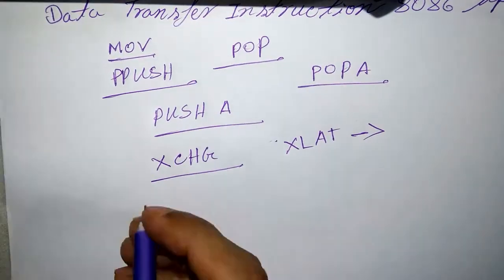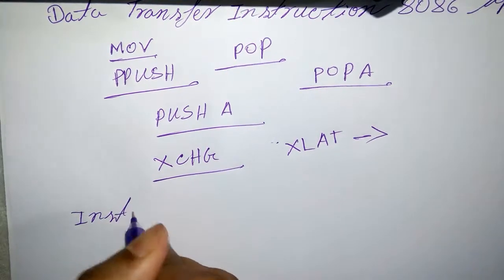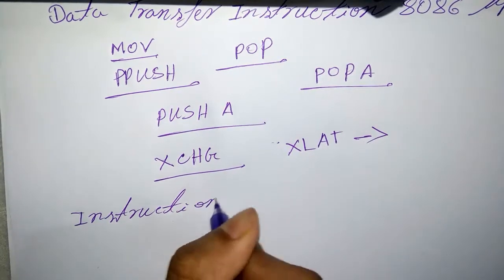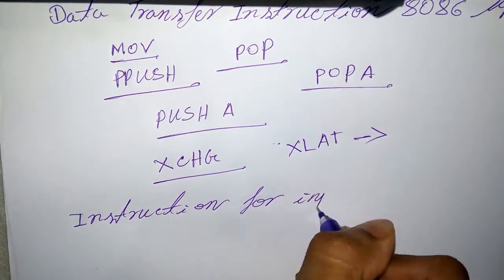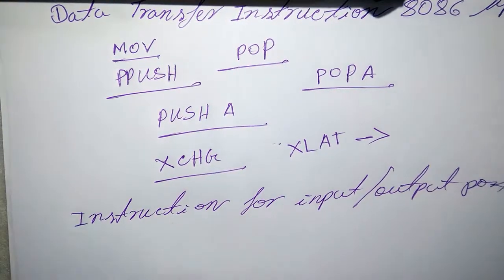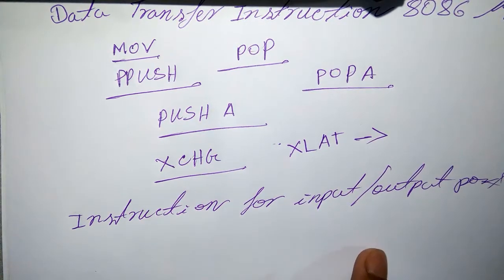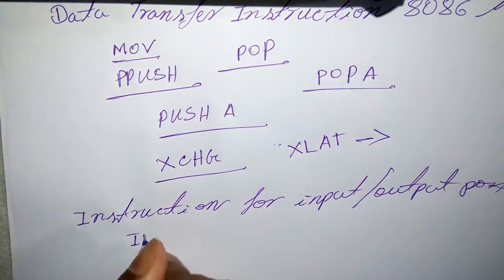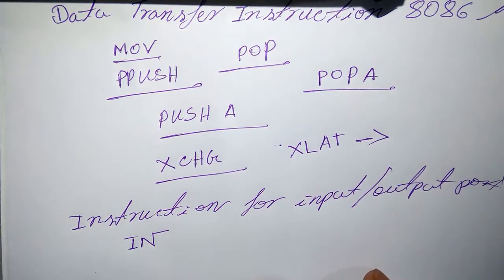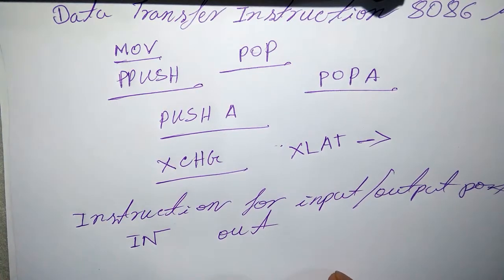And now I discuss the instructions for input and output port transfer. IN is used to read a byte or word from the provided port to the accumulator. Next one is OUT, used to send out a byte or word from the accumulator to the provided port.